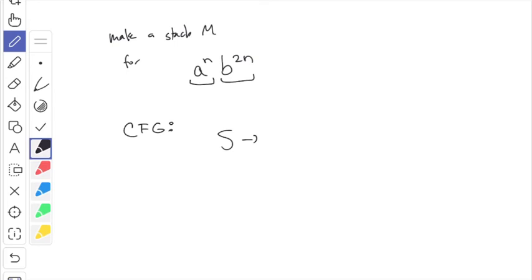Two B's for every 1 A. A, S, B, B. Great. And then put your or epsilon so that you can finish. So however many times you go through that A, S, B, B, you get 1 A and 2 B's. And they will match up in the way you want them to. And then this I can convert to a stack machine.